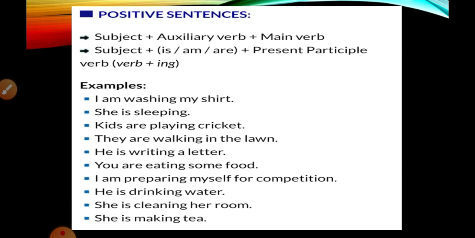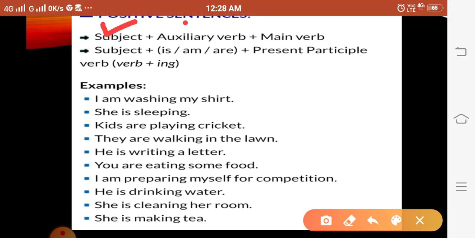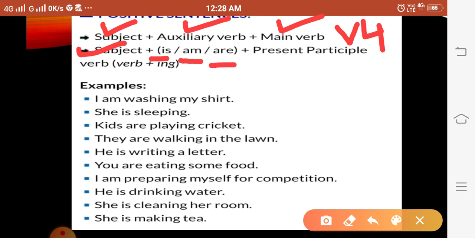Now let's talk about how positive sentences are formed in present continuous tense. Again we have to ponder on the sentence structure, or the rule, of how sentences are made in positive form in present continuous tense. First we write the subject, then we write the auxiliary verb depending on the nature of the subject, then we write the main verb. The main verb here is the fourth form of the verb, the ing form, also called the present participle. So first the subject, then the auxiliary verb: if the subject is singular, is; if the subject is I, then am; if the subject is plural, then are; and then the present participle, which is the fourth form of the verb. Some examples: I am washing my shirt.